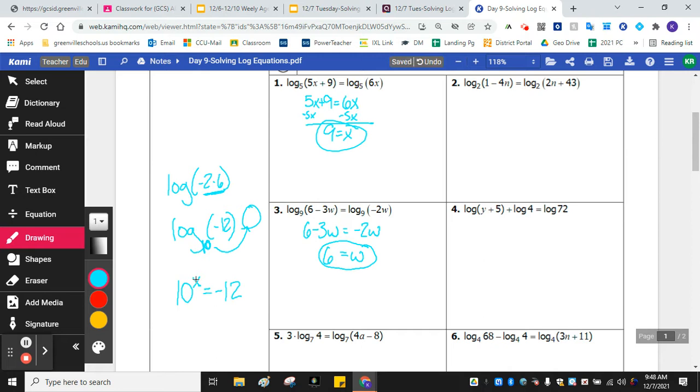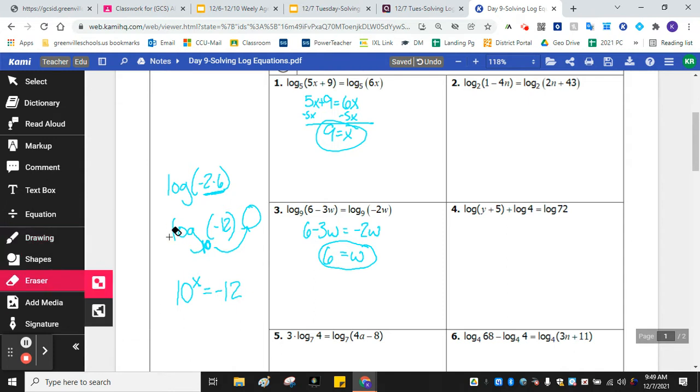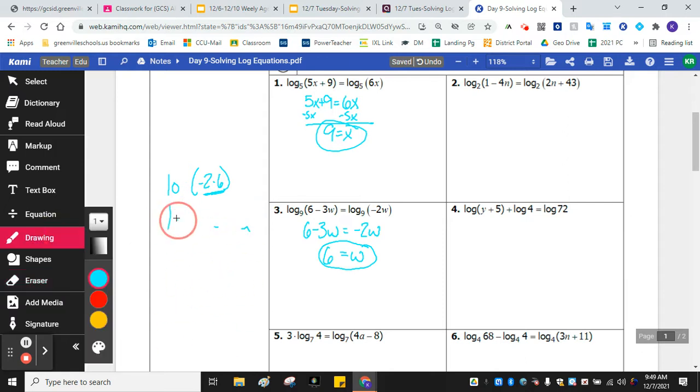No matter what number I plug in for x, I can't get a negative number. I could get positive 12. 10 raised to a number can equal positive 12, but it will never equal negative 12. So the inside of a log cannot equal a negative number. So since when I plug in 6, I would be taking the log of a negative 12, this is no solution.